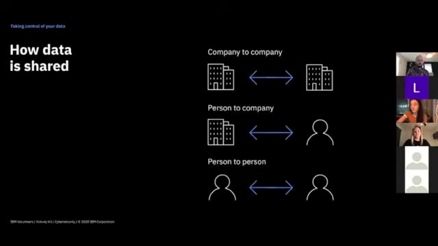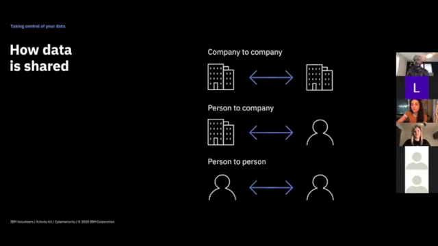Another way data is shared is person to company. So we volunteer data to companies to use their services. For example, when we provide bank account details to payment apps so that we can split checks and send money to friends. Make sure you're sending that money to the right person through a service that you trust.